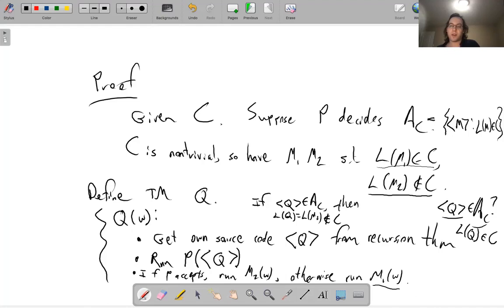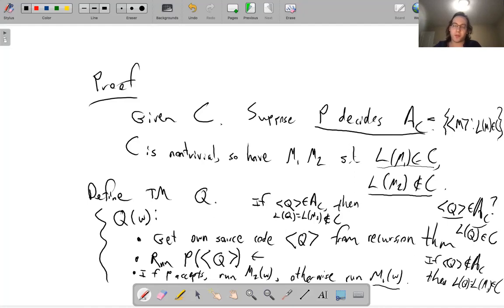So if the description of Q is not in AC, then the language of Q is equal to the language of M1, which is in C. That's also a contradiction. So we get this kind of paradox, and we conclude that P can't give us the right answer. This contradicts the existence of P that decides AC. So it's not possible for a program P to decide AC.